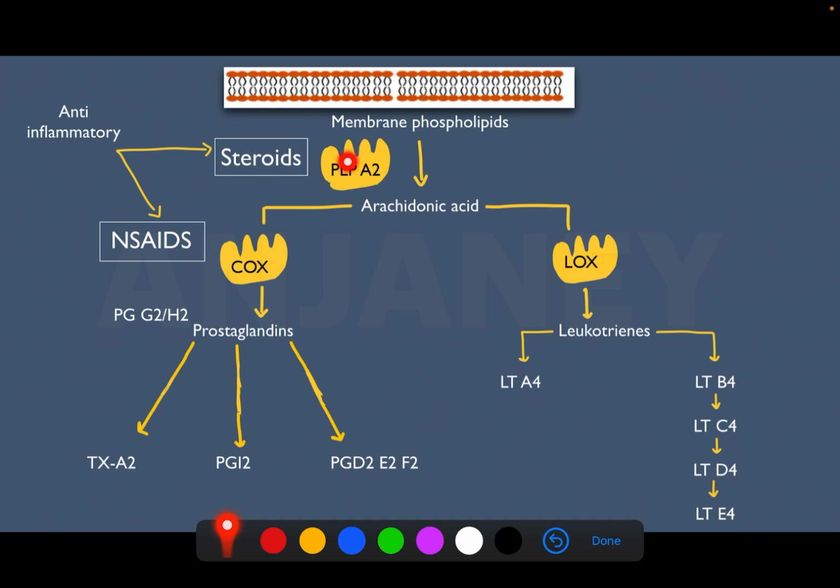Let's say I inhibit this enzyme. This is inhibited by steroids, so nothing is made, right? So there is absolutely no inflammation. The steroids are what? Anti-inflammatory. But if I inhibit an enzyme which is one step lower down, then these guys are not made, but we still have leukotrienes which will cause inflammation. So NSAIDs are also anti-inflammatory because they will reduce some of this, but they're not as strong as steroids.